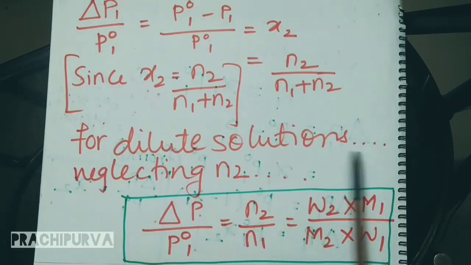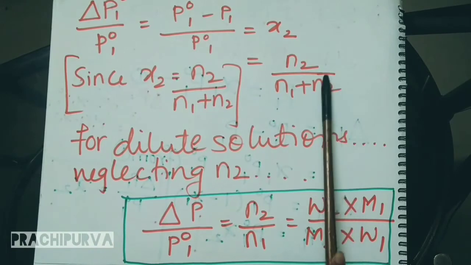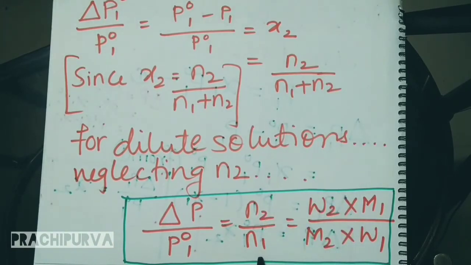So for very dilute solution, we can simply neglect this N2. So after neglecting, I get N2 upon N1. So what is N2? Number of moles. Everybody knows. So W2 upon M2. So N1 will be W1 upon M1. That goes up and it becomes M1 upon W1. So this is the final formula, can be used to calculate numerical.